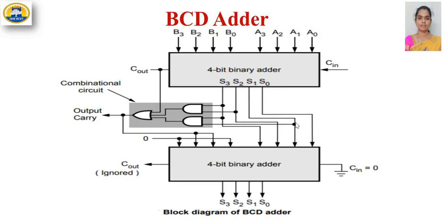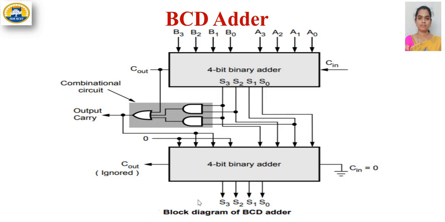Similarly, S3 and S0. This is also performed by using an AND gate, and we have to add these two by using an OR gate. If the carry is also 1, then the sum is greater than 9. So this is the logic diagram to detect whether the sum is greater than 9. If the sum is greater than 9, it has to add 6. This 6 is represented here. 6 to that result.